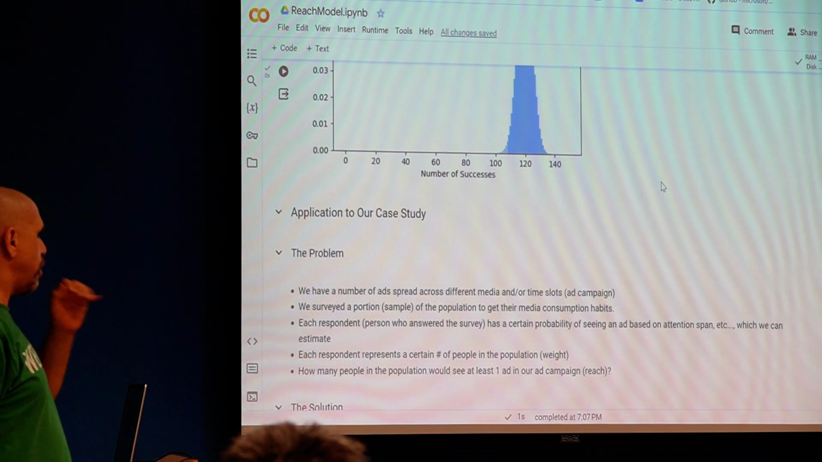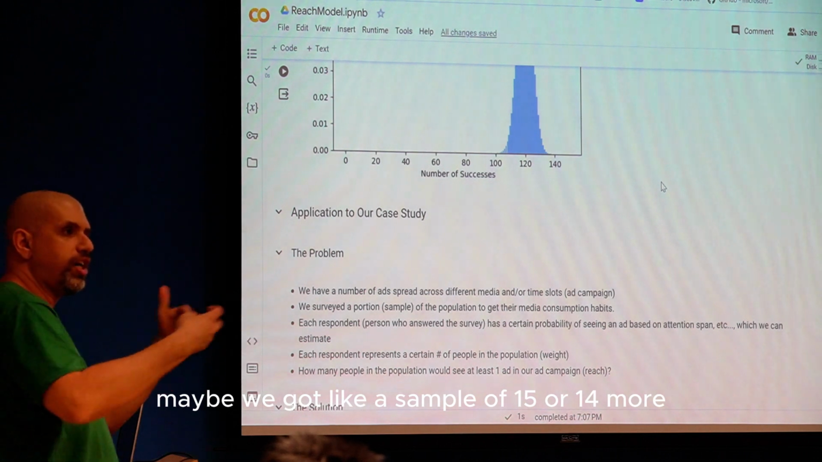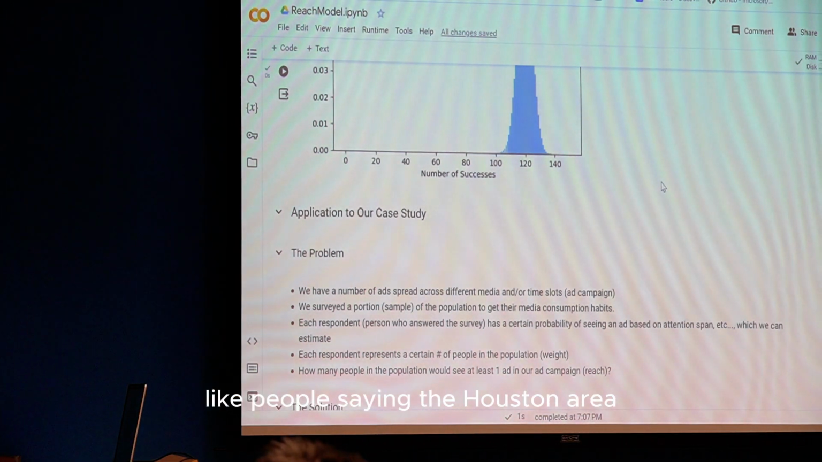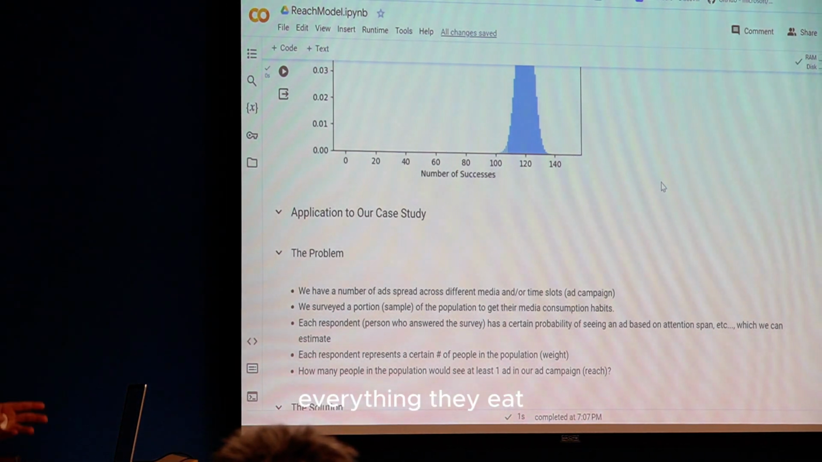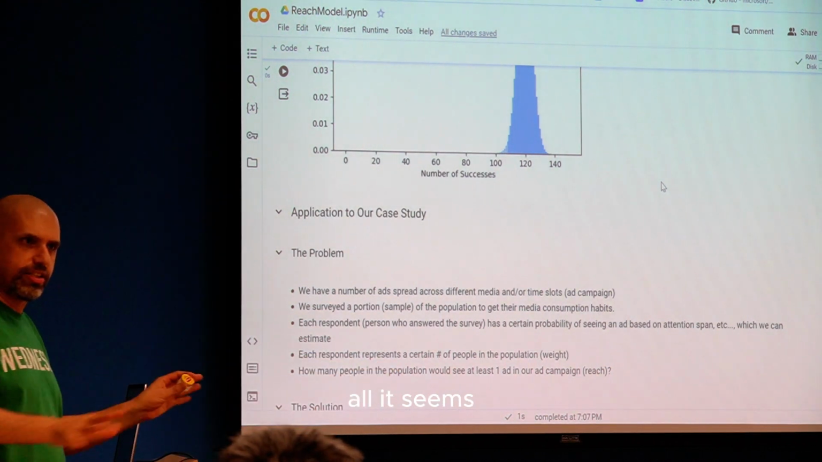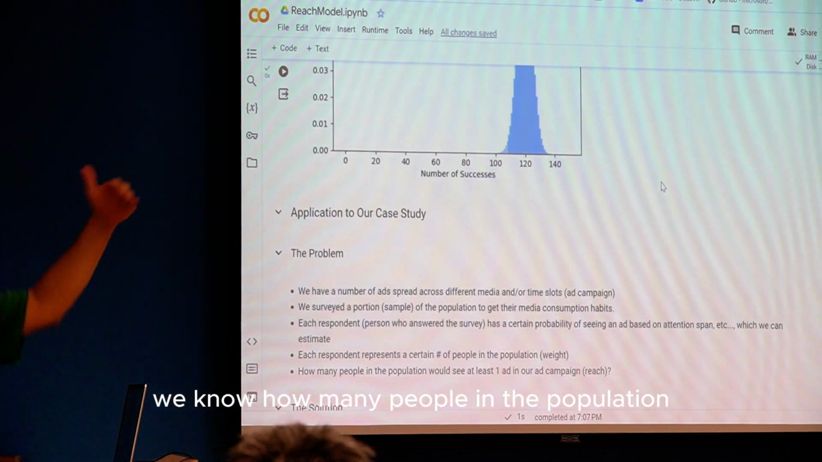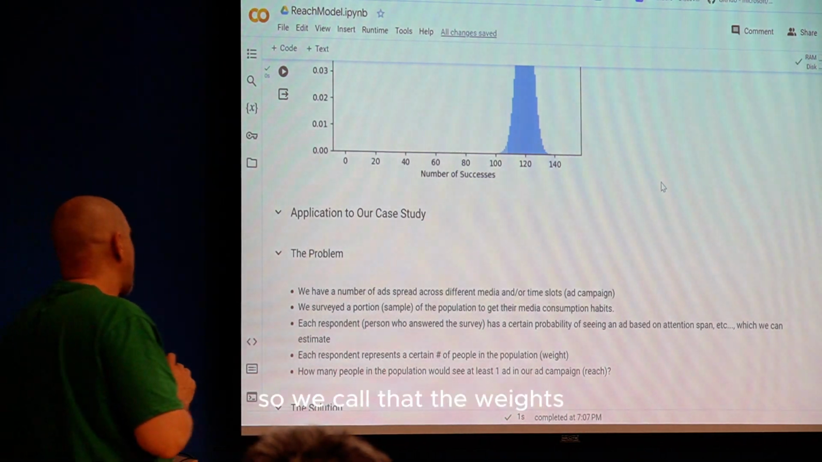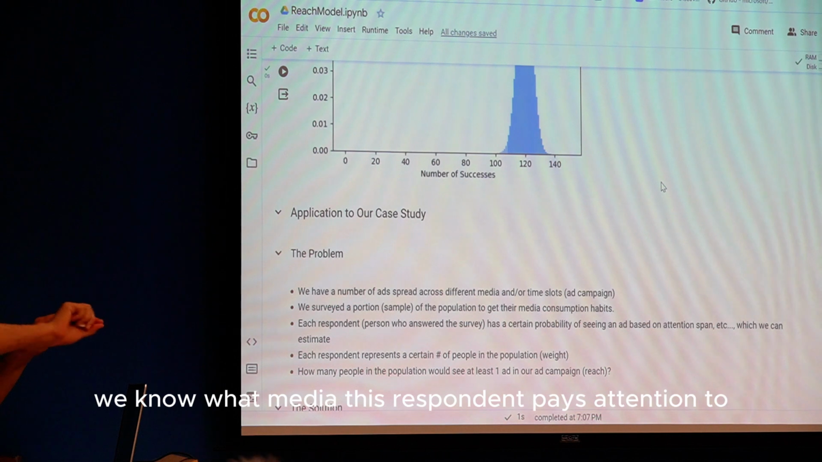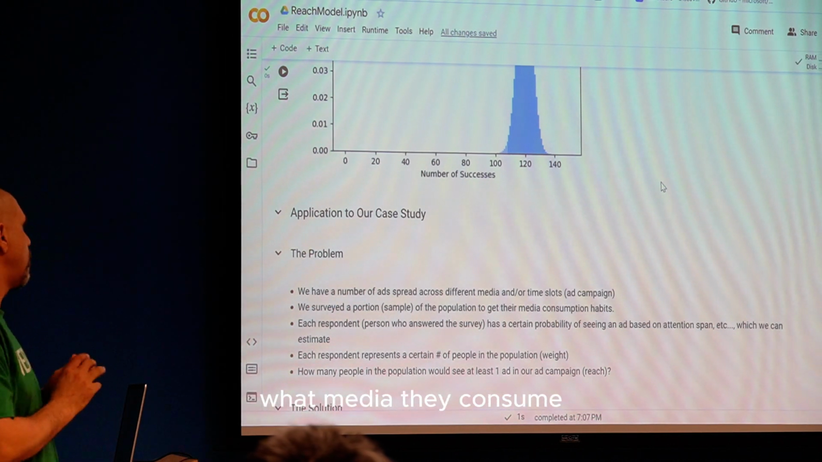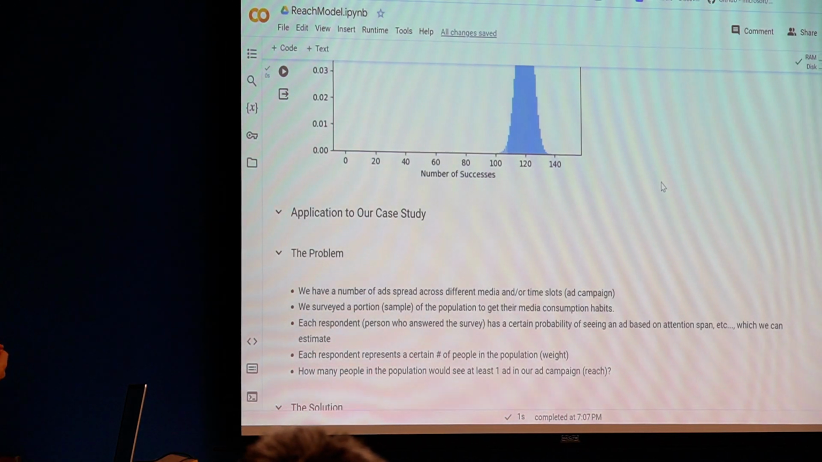We have survey information on different people. We get a sample of about 1,400 people, say in the Houston area, but we do it nationally, who tell us everything they do, everything they eat, their ages, what they listen to. So we know their media habits and demographics, and we even have weights, so we know how many people in the population each one represents. We call those the weights. We know what media each respondent consumes, and an advertiser asks, what if I place all these ads? How many people are going to see them?